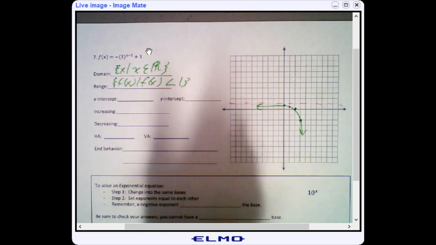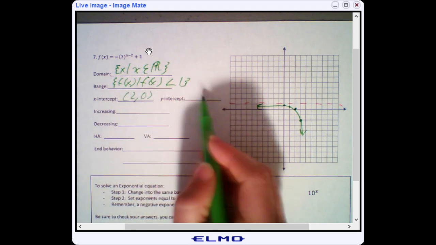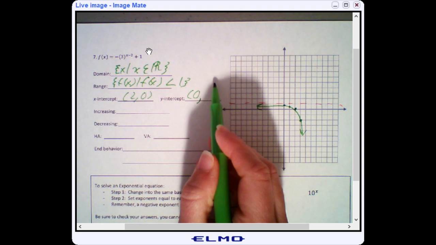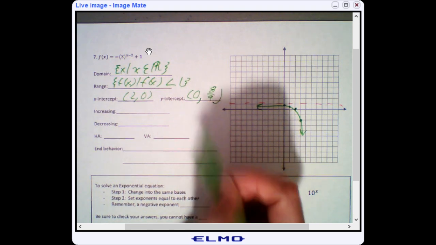My x-intercept is going to be 2, 0. My y-intercept is going to be 0, 8/9. Could also get a decimal there.